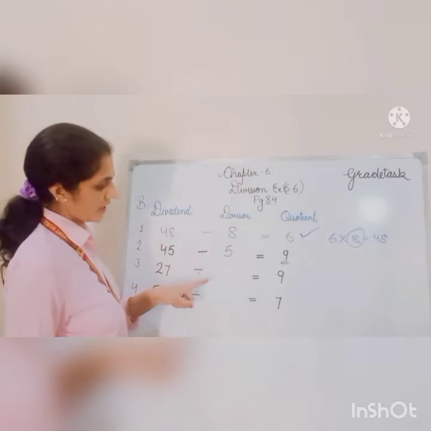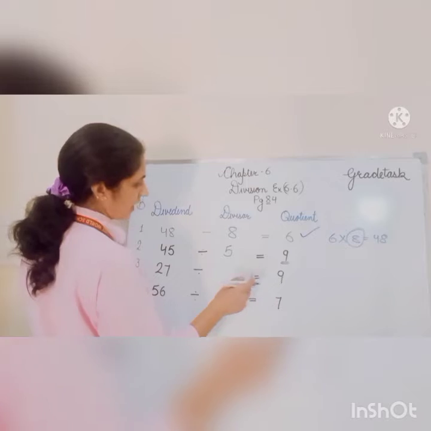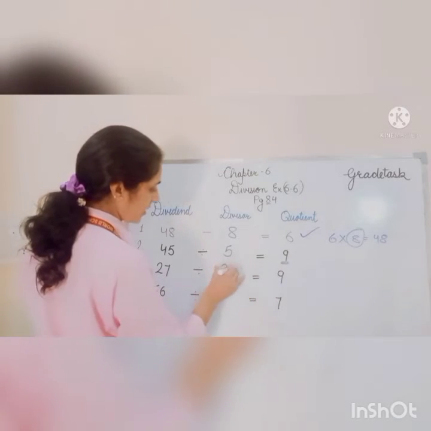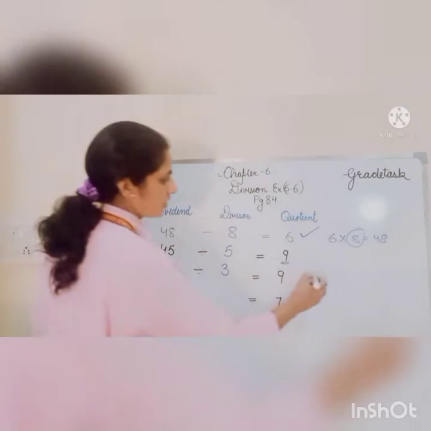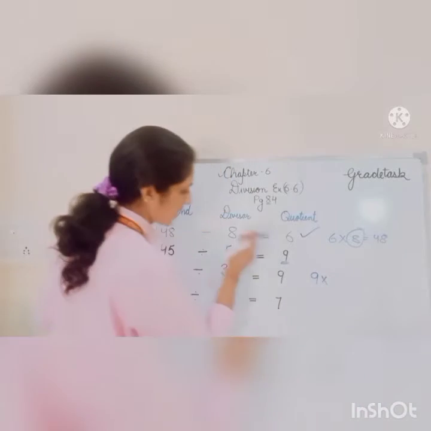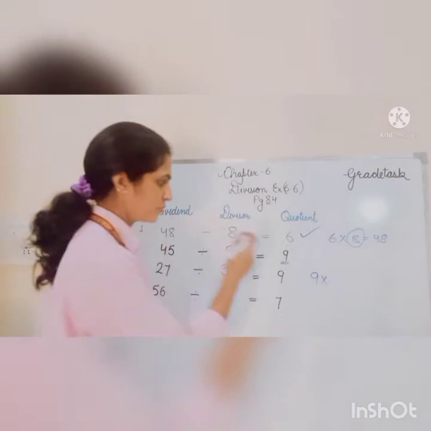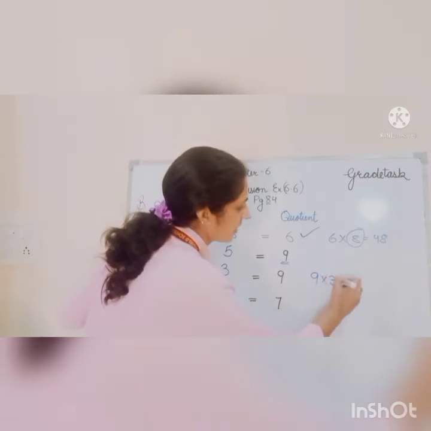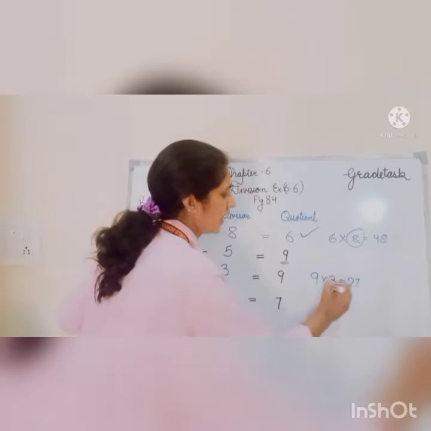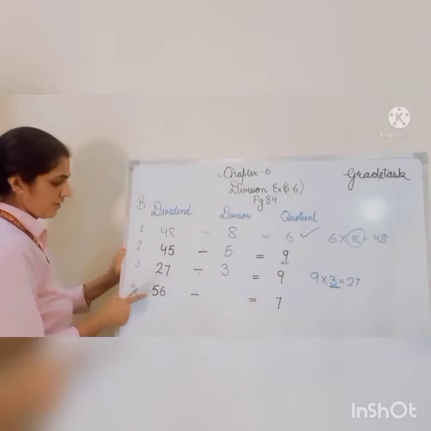27 divided by dash is equal to 9. So see the 9 table again, 9 3s are 27. If you are not understanding, 9 1s are 9, 9 2s are 18, 9 3s are 27. So that number will be your answer.